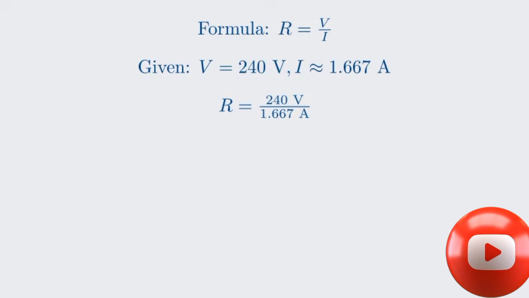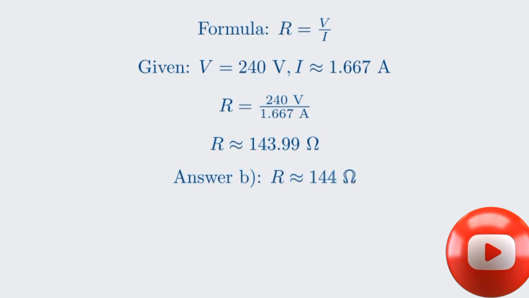Notice that the units are volts divided by amperes. Volts per ampere is the unit of resistance, which is called an ohm. When we perform this division, we get approximately 143.99 ohms. The symbol for ohms is the Greek letter omega. Rounding to 3 significant figures, we get 144 ohms. So, the resistance of the bulb's element is 144 ohms.